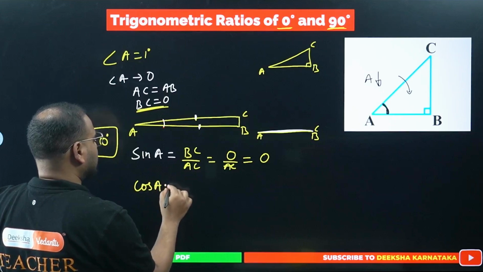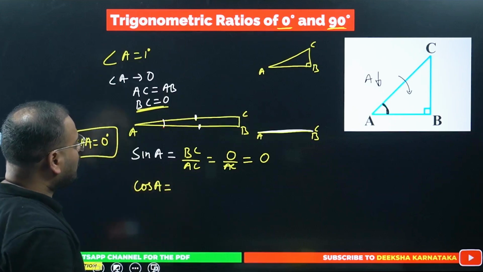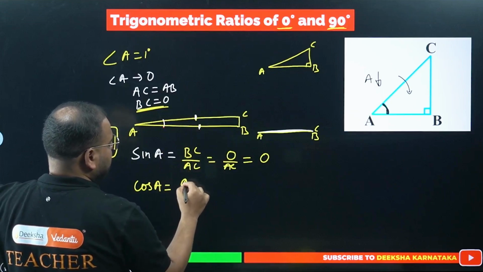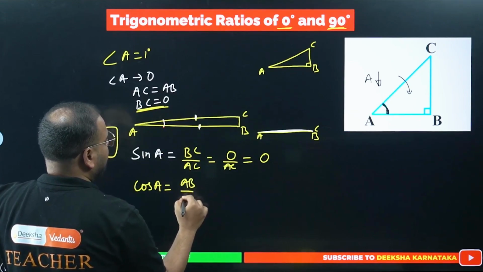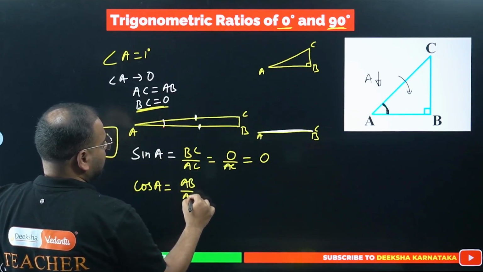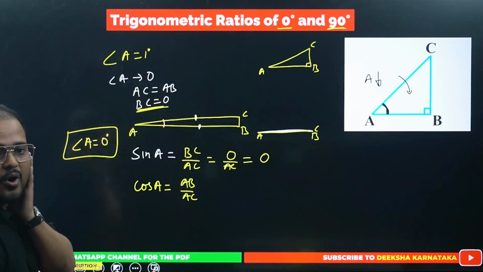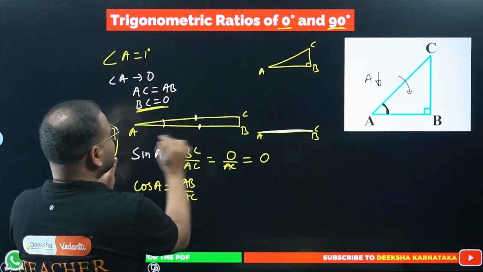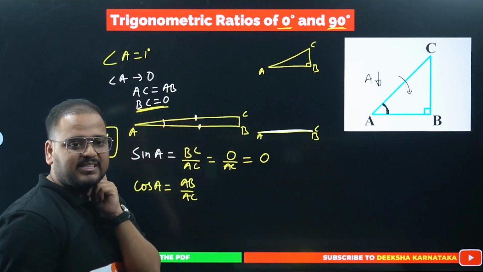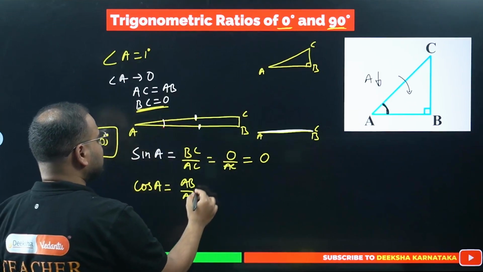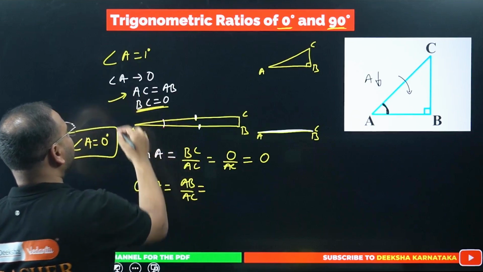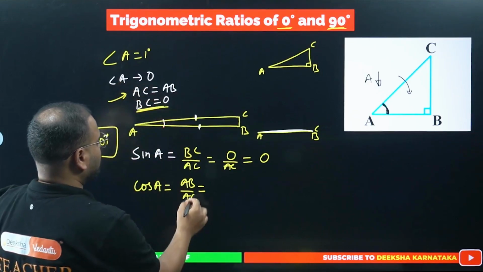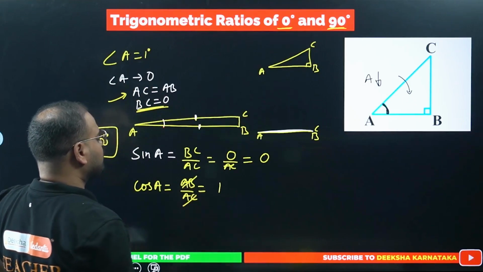Okay, sir. What about cos A? What about cos A at 0 degree? So cos A will be the base, AB, by AC. Correct? Cos A: the adjacent side is AB and hypotenuse is AC. So AB by AC, are they equal? AC will become equal to AB when angle A is 0. Cancel out. Value is 1.